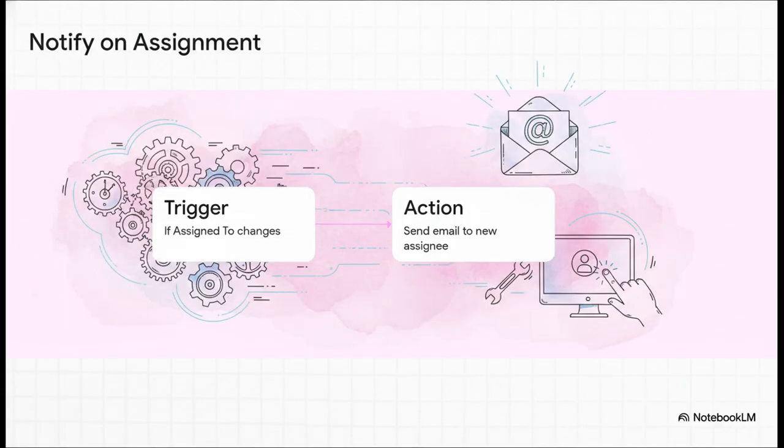This next one is all about keeping your team moving. You know how it goes. A task gets reassigned in the middle of a big incident. Instead of someone having to remember to tell the new assignee, this flow triggers on that change and immediately emails the new assignee. It completely eliminates that confusion and downtime. Your techs know what they're responsible for the second it hits their queue. No more, oh, I didn't realize that was mine now.